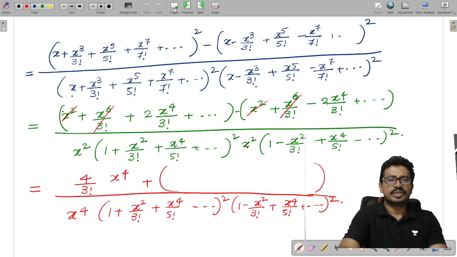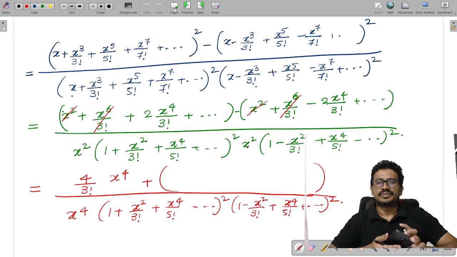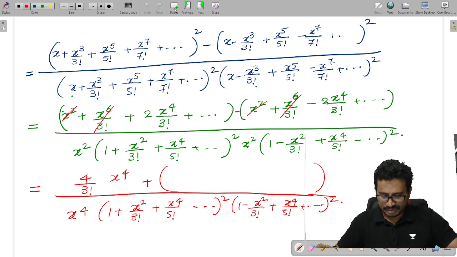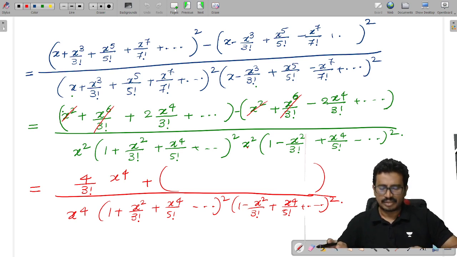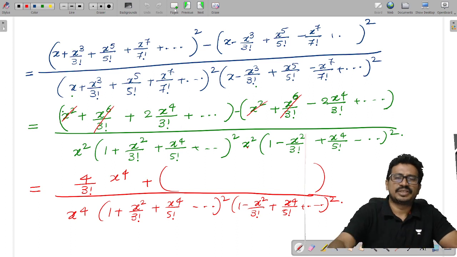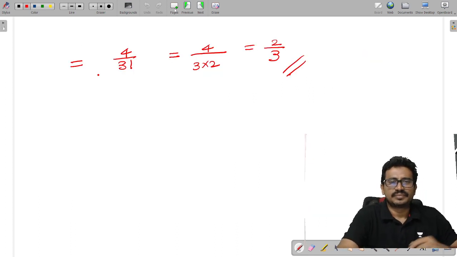So it is a bit lengthy problem, yes, you can do it here. And the same problem we can also do by using L'Hospital, that is also a lengthy method. Next problem.